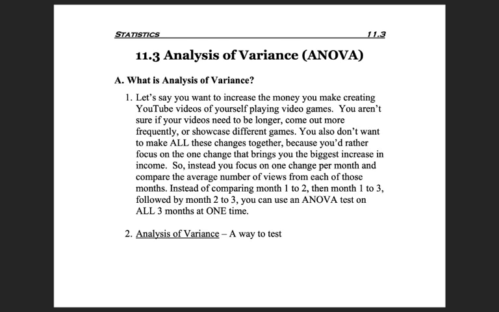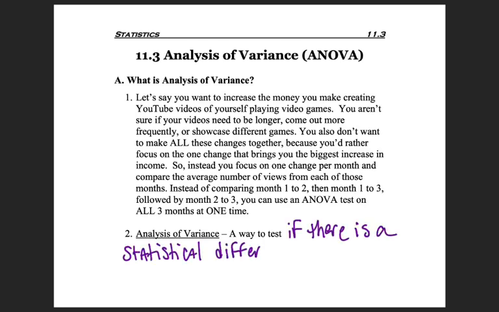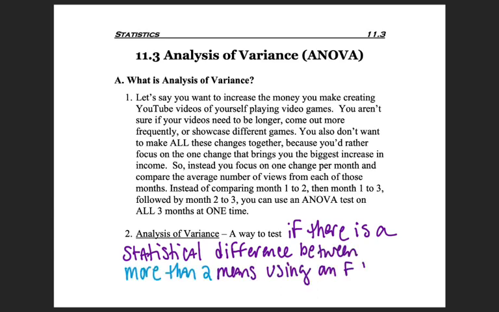So the definition for analysis of variance is a way to test if there is a statistical difference between more than 2 means using an F-test, right? Chapter 9, we only learned how to do it if there were 2 means. This is for more than 2 means, or as I just said previously, 3 or more means.